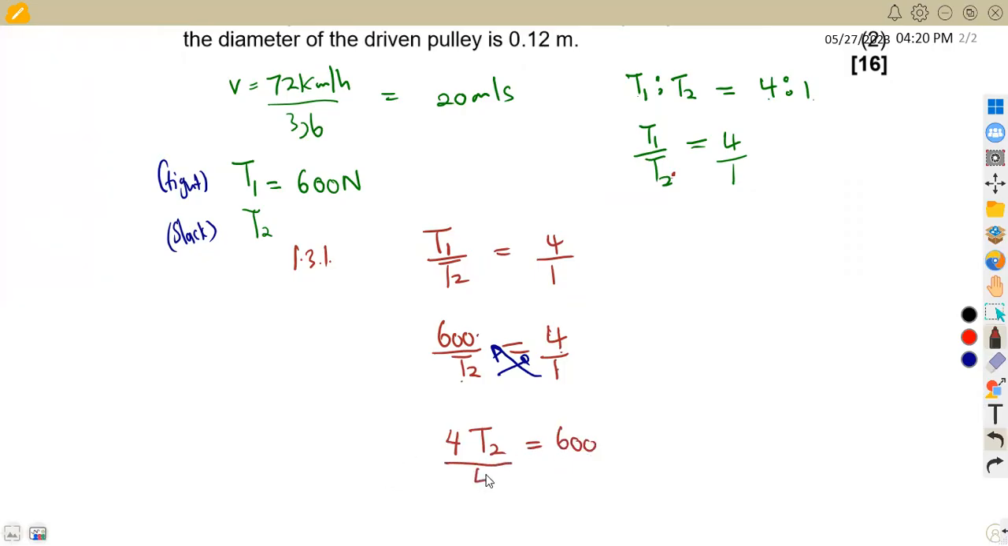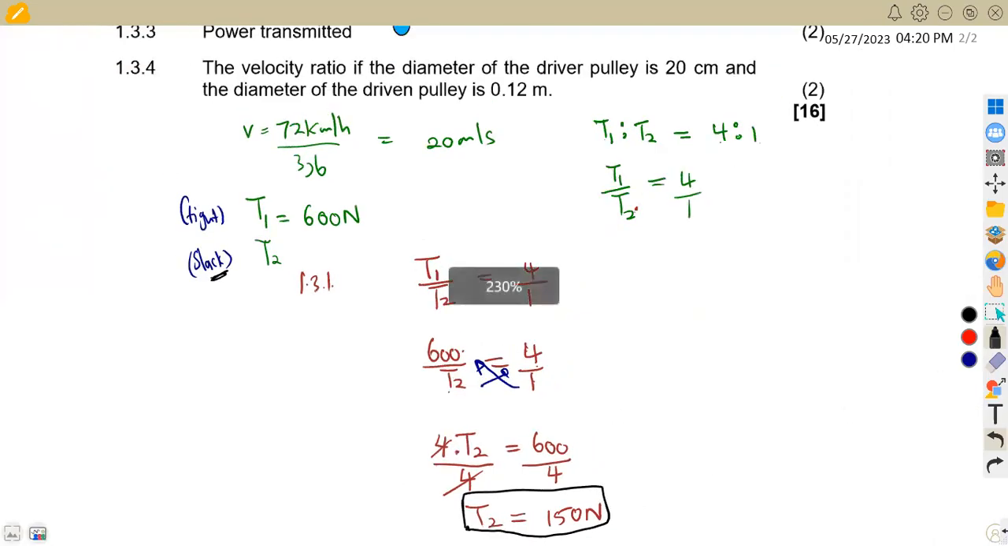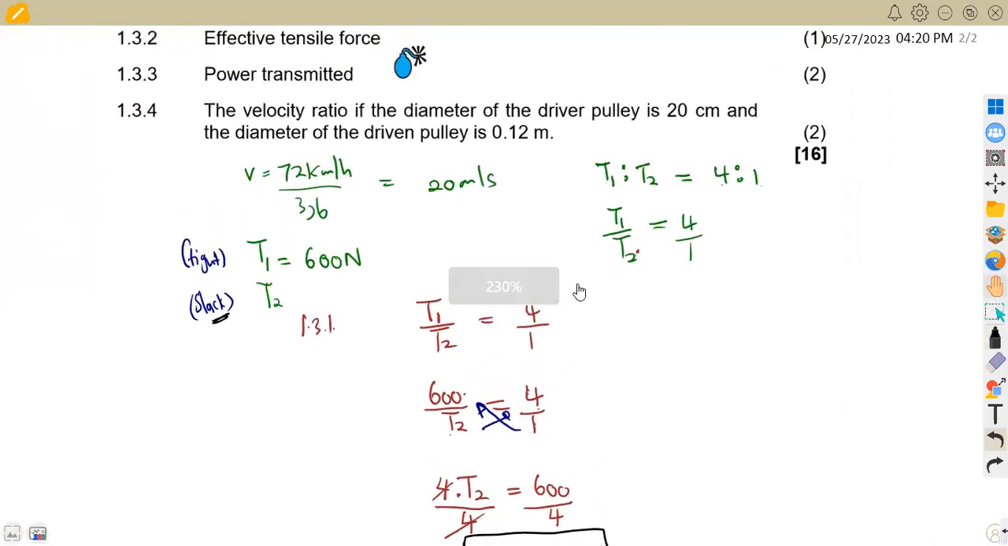To obtain T2, you can divide by 4 on both sides since we are multiplying here. So you can remove this by dividing, so that is 600 divided by 4, which is going to give us 150 Newtons. Okay, so this is how we can obtain our T2 in this case, which is the slack side, the force or the tension that we have on the slack side.